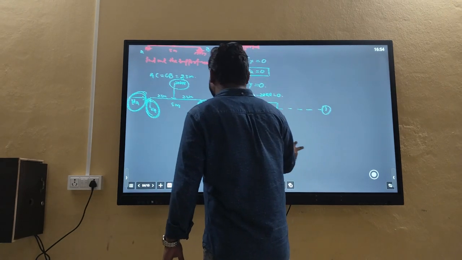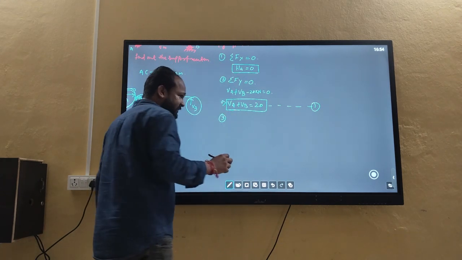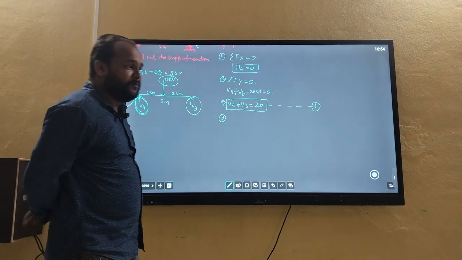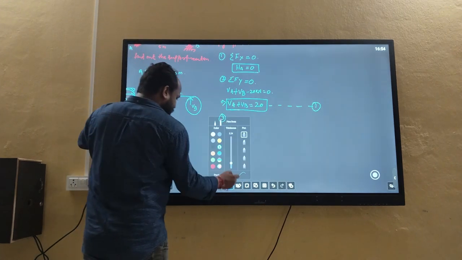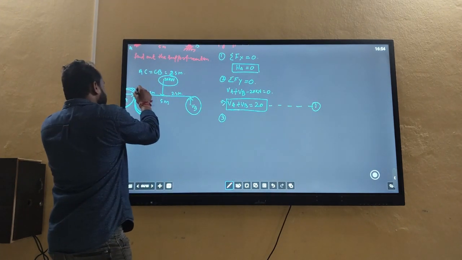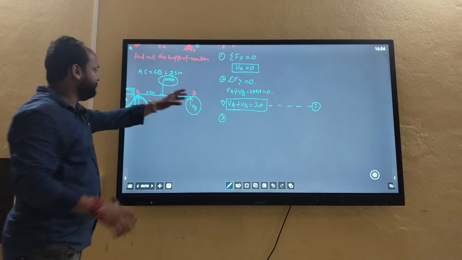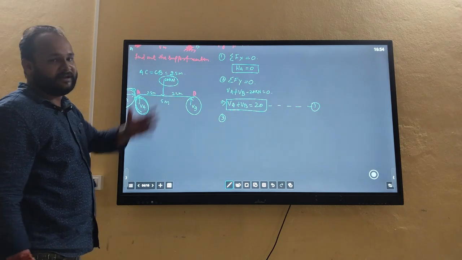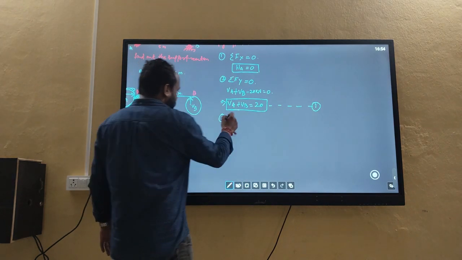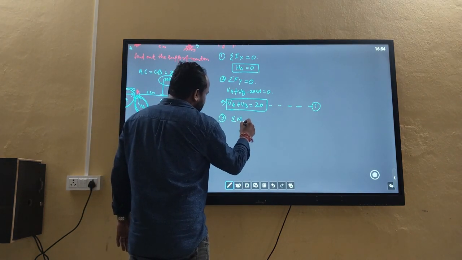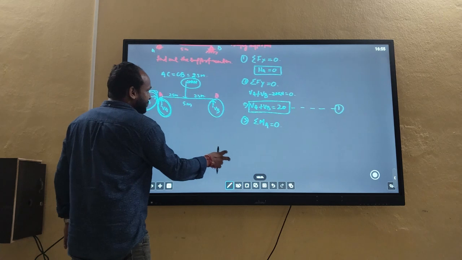Next, in equations of equilibrium, the third equation is that summation of moment at any point is equal to 0. So we can take summation of moment at A equal to 0, or we can take summation of moment at point B equal to 0. At any point we can take the moment equal to 0. So I am taking summation of moment at point A equal to 0. Then we have to write the moment equation.